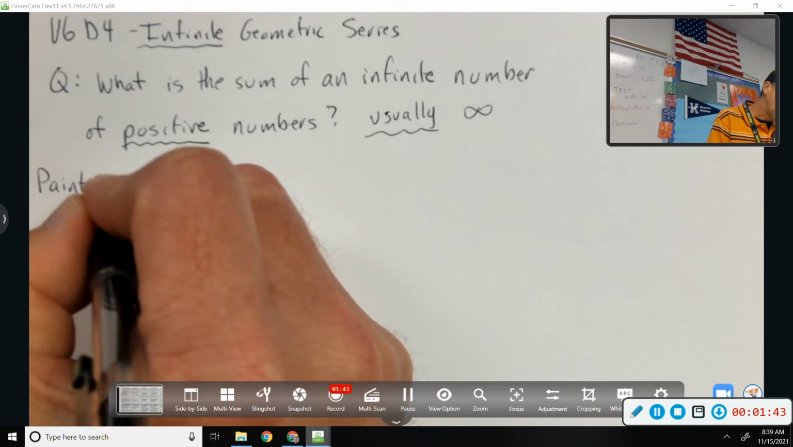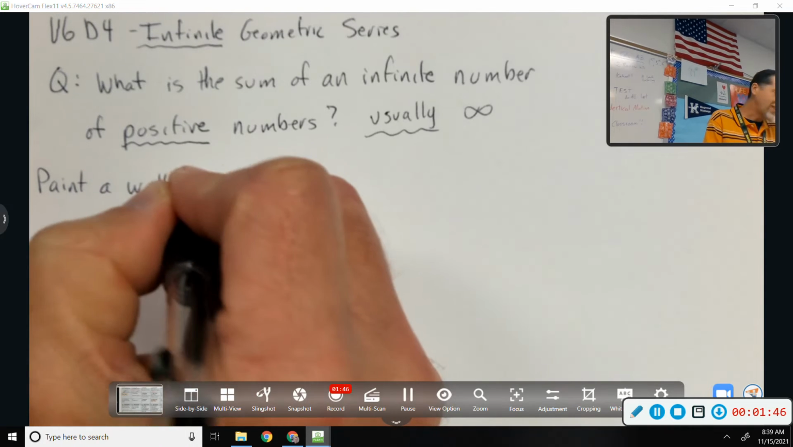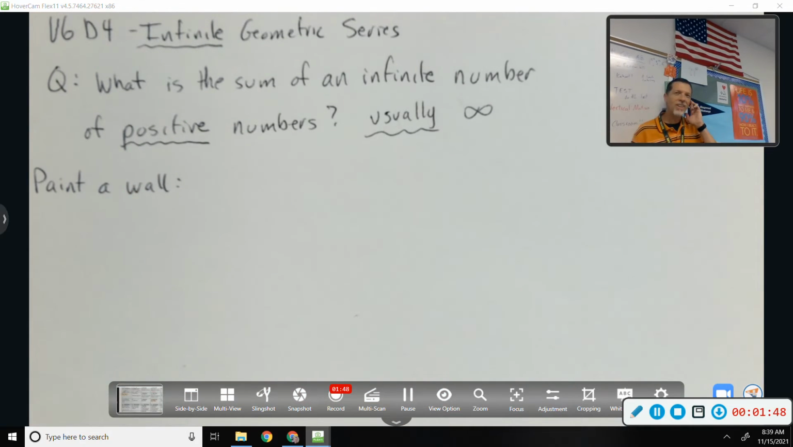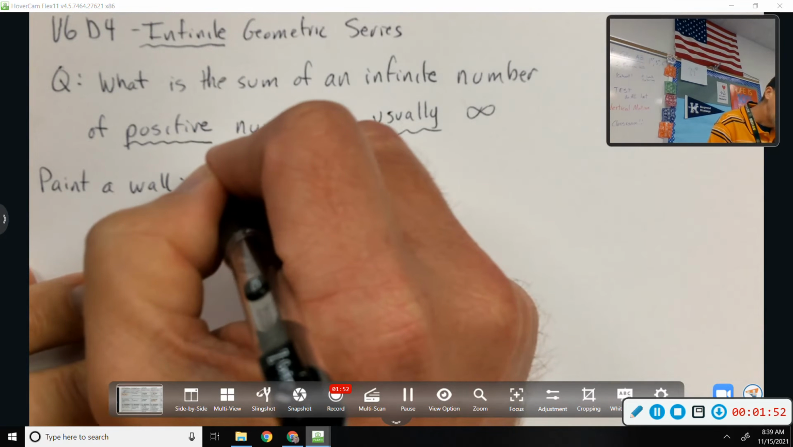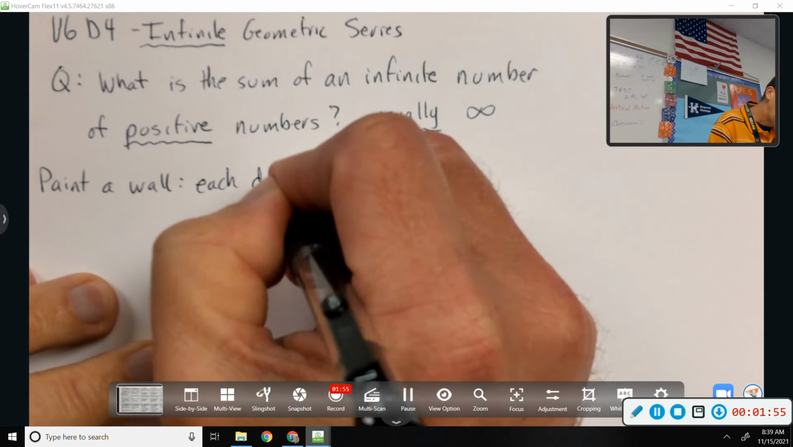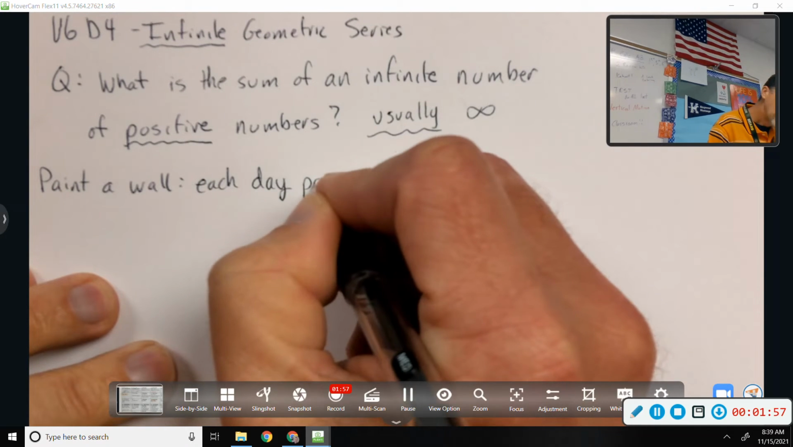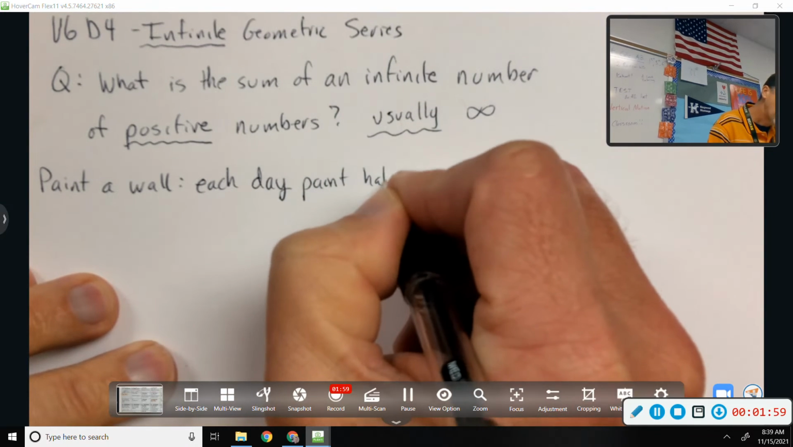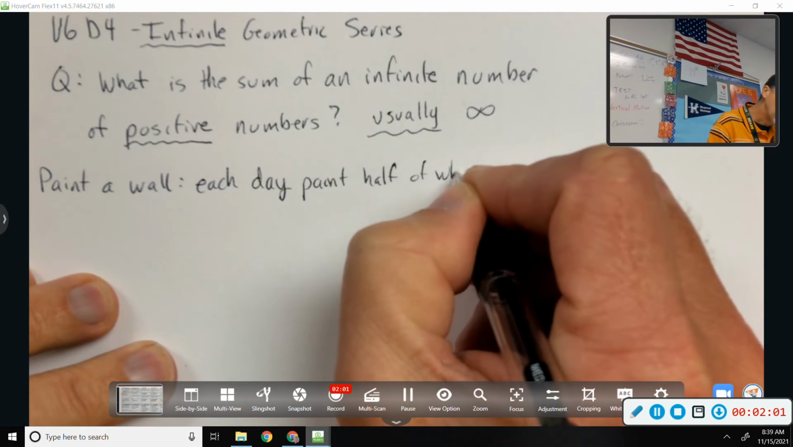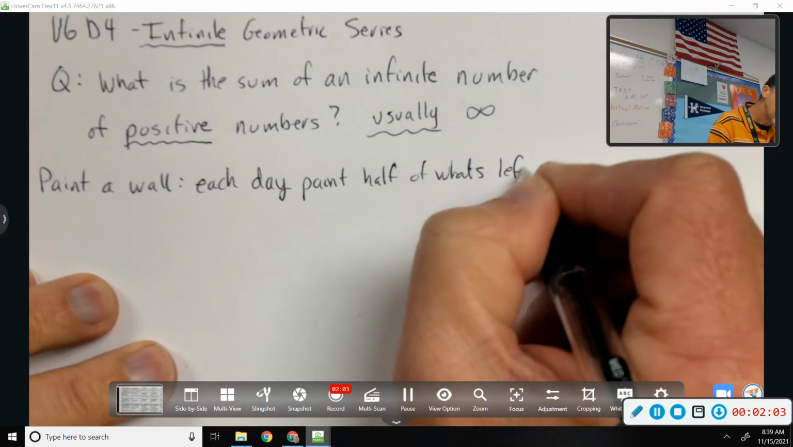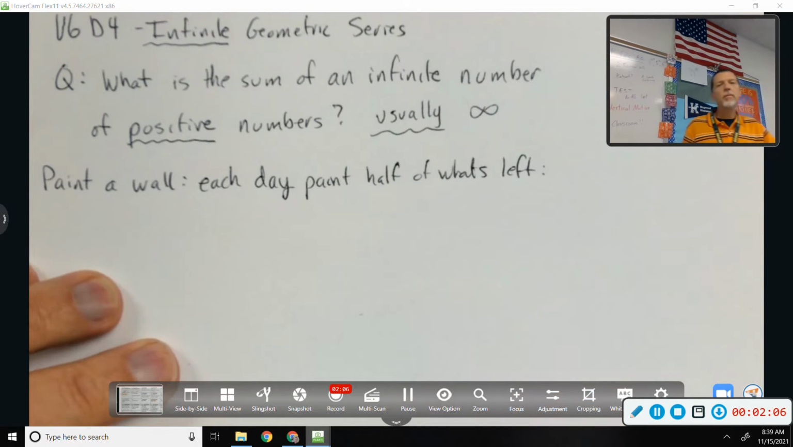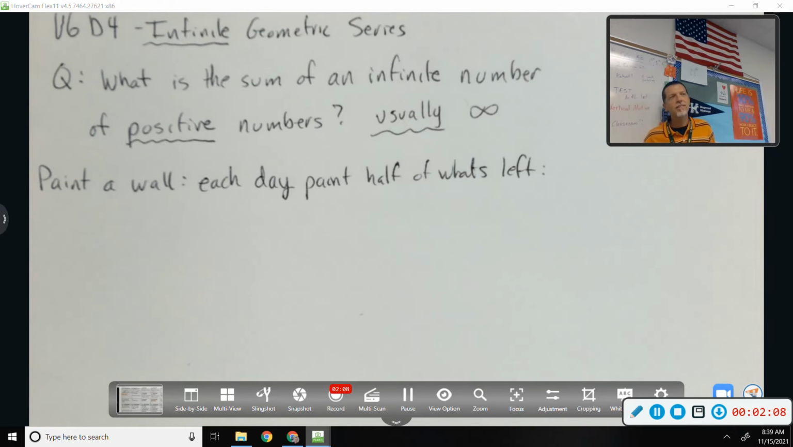So let's take the example of painting a wall. The room gets slightly smaller. Just like if you fold a piece of paper, it eventually gets small. And each day we're going to paint half of what's left. Let's draw a picture here. Half of what's left. That's simple for paint. Oh, some of you are already thinking ahead, and that's good.